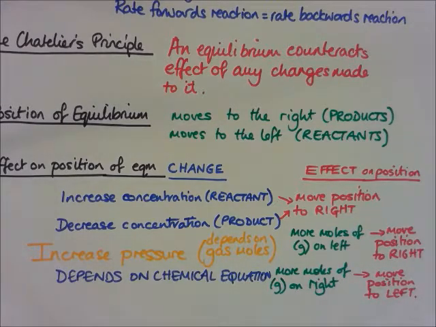And remember, if it is a gas, you will see it by the state symbol being G, and you simply count the number of moles by counting the numbers in front of the formulae. If there's no number in front of the formula, then that means there's 1 mole of that gas.